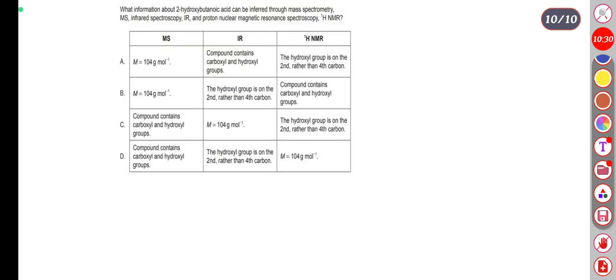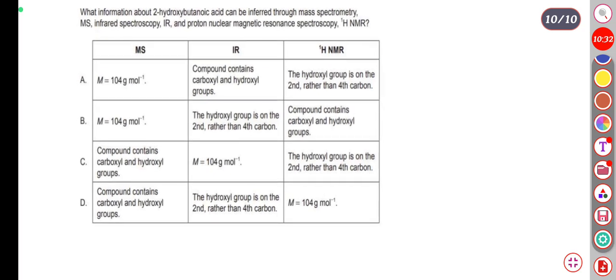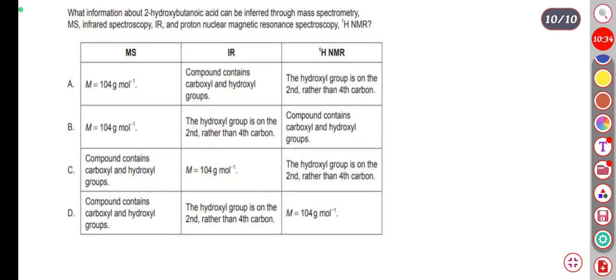Last question, which is about the information that you get through different spectroscopic techniques. Mass spectroscopy, the name itself indicates that you can find out the mass from mass spectrometry. So the option would be A or B. Next, IR spectroscopy tells you about the functional group present in the molecule. And proton NMR spectroscopy explains the groups present and in which position.